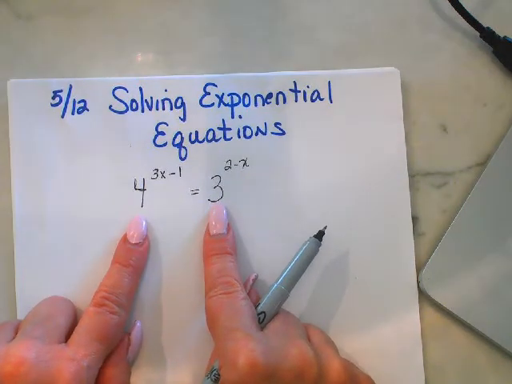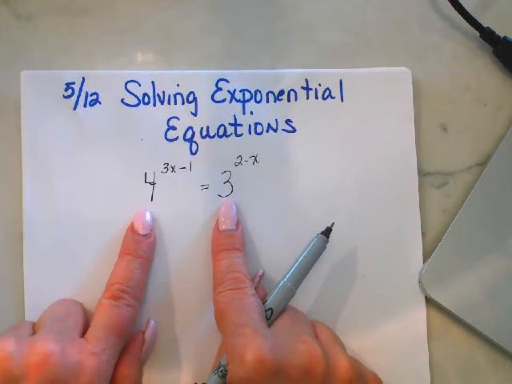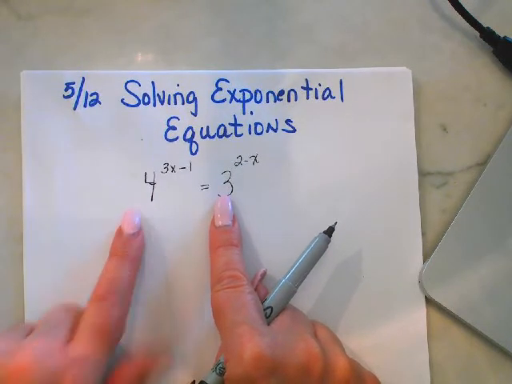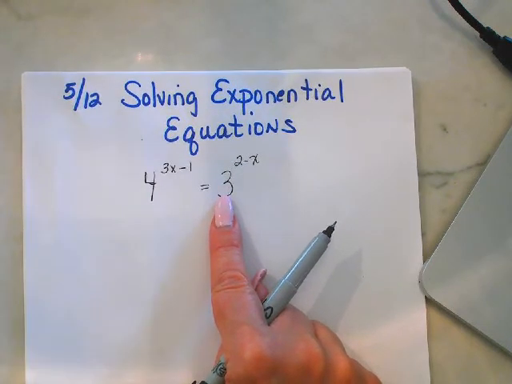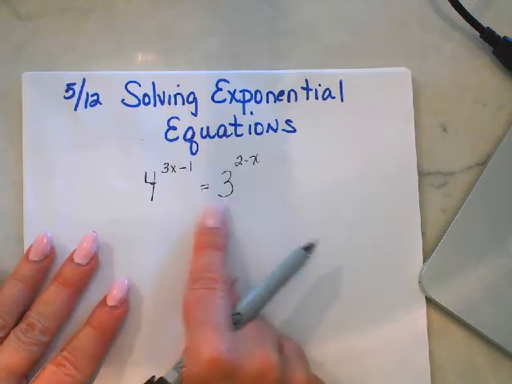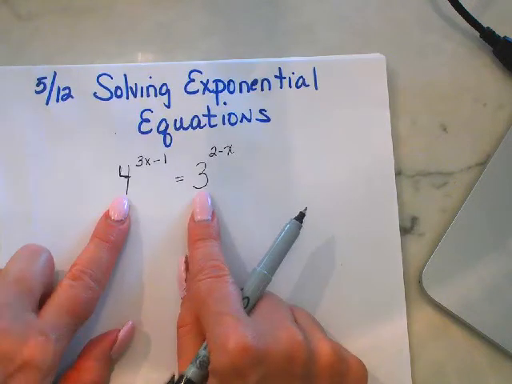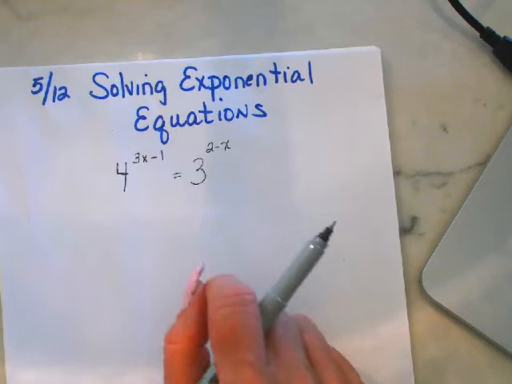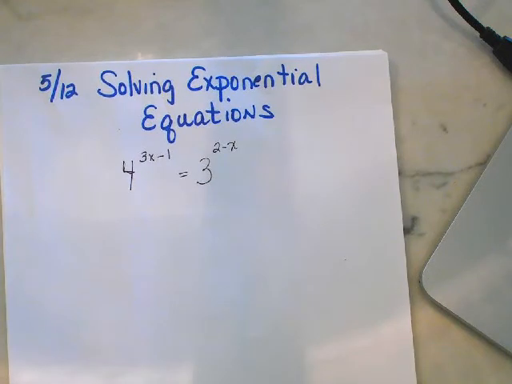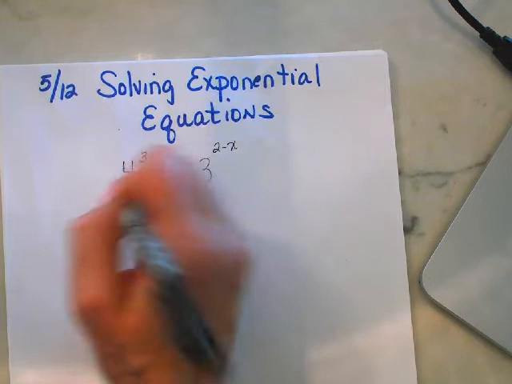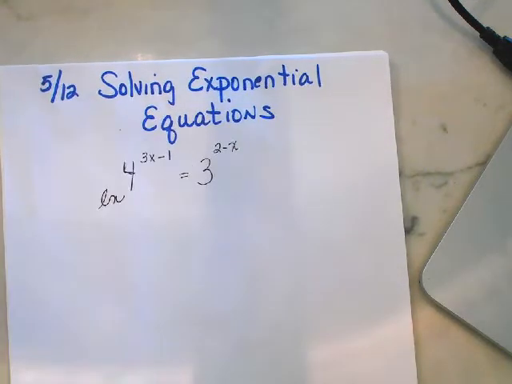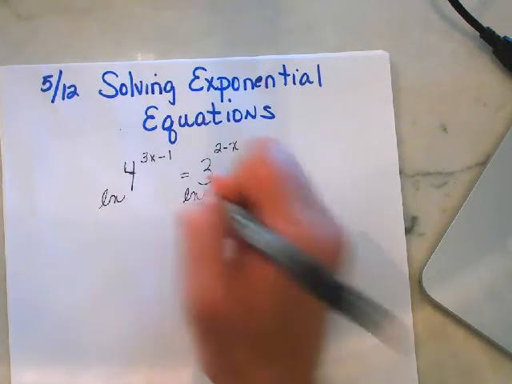So previously, I would do log base 4, and it would work on this side, but this exponent has a base of 3. So these are going to be a little different when you have two bases with two exponents. What we're going to do is take the natural log on both sides, or the ln. So I'm going to ln the left, I'm going to ln the right.